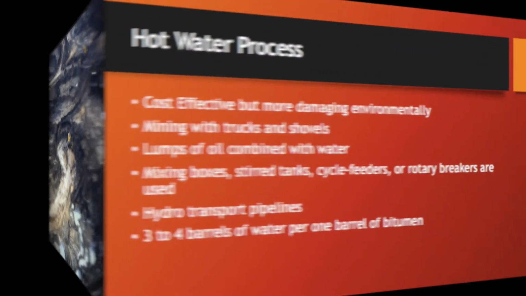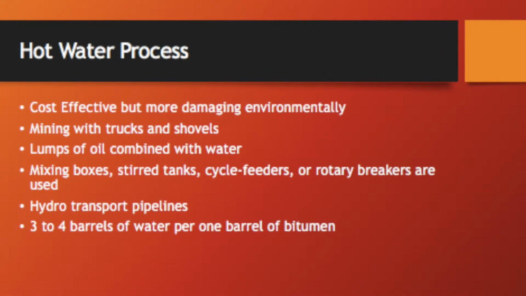The hot water process. Tar sands are extracted through the hot water process. Although this process includes a lot of damage to the environment, it is seen as a much more cost-effective way to do things. The process has various steps. It starts by mining the oil sands with trucks and shovels in order to create lumps and ensure there is easier access to the oil.